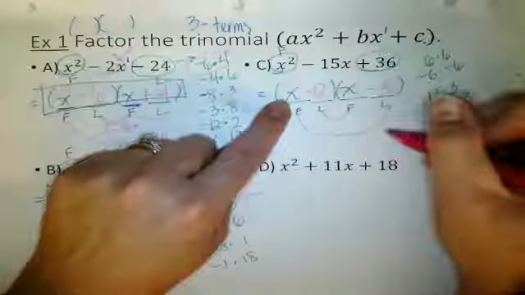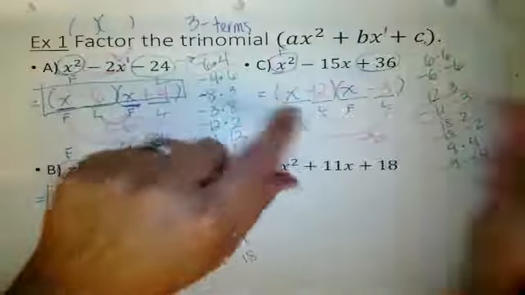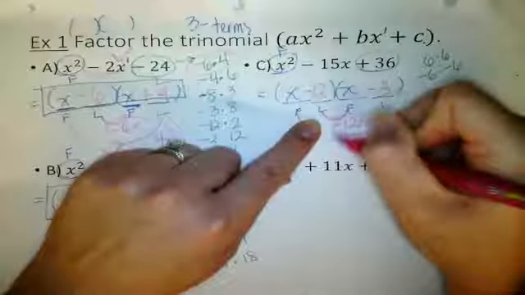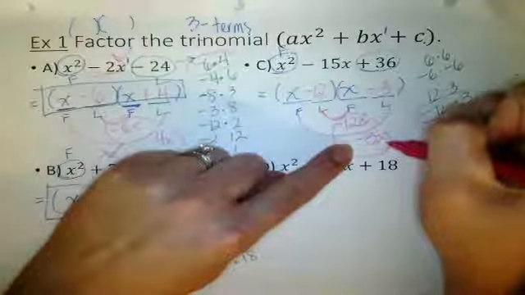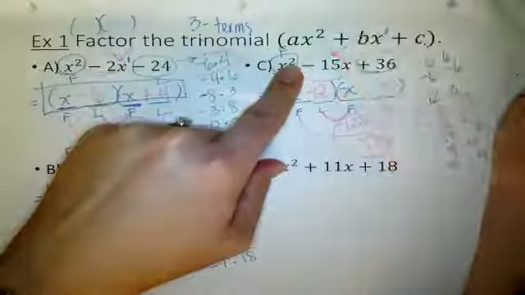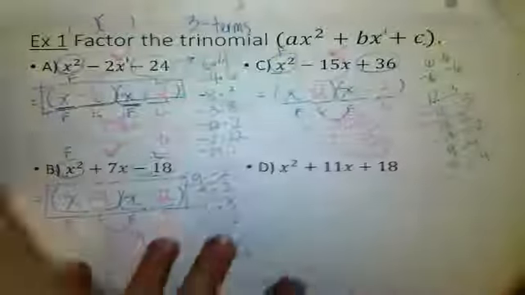I check the rainbow. X times negative 3 is negative 3x. Negative 12 times x is negative 12x. And when I combine my negative 12 and my negative 3, that's going to give me negative 15x. All right, so that is correct.